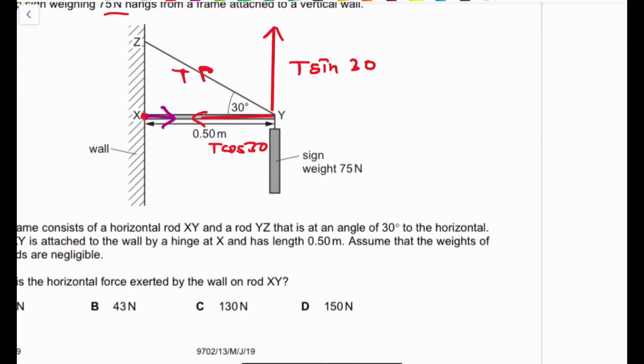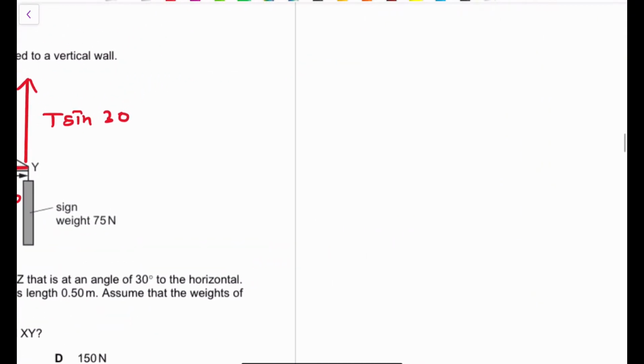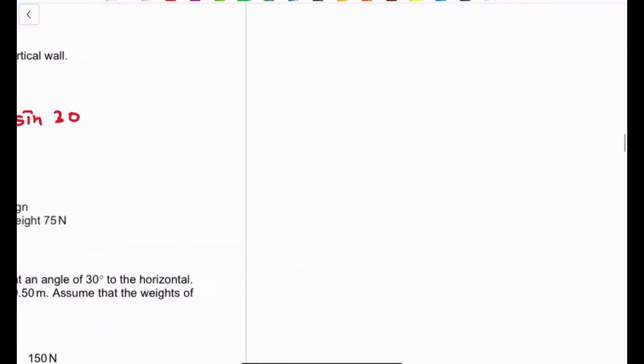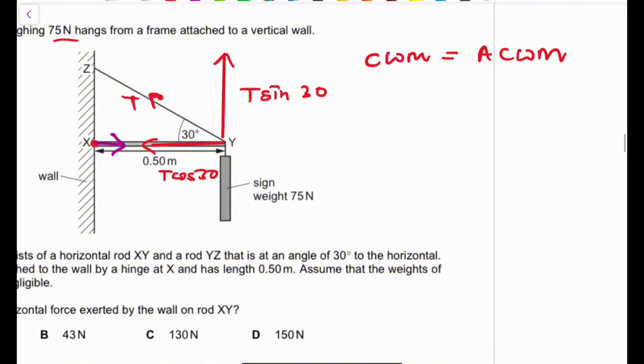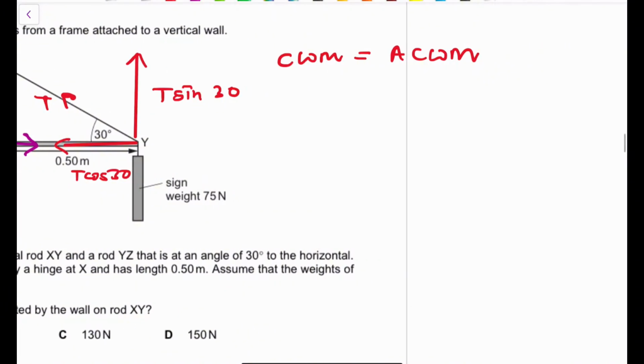So first we need T sin theta. How are we going to find that? We're going to apply the principle of moments. What do we know? We know that the sum of the clockwise moments is equivalent to the sum of the anti-clockwise moments. If you ask yourself, what is clockwise? If you look at a clock, clockwise is if you're moving in that direction, and anti-clockwise is if you're moving in the other direction.